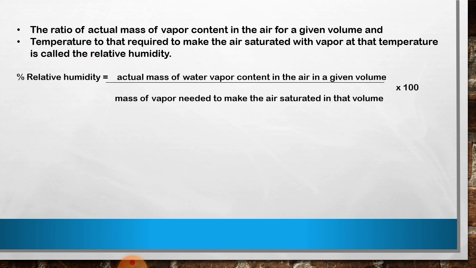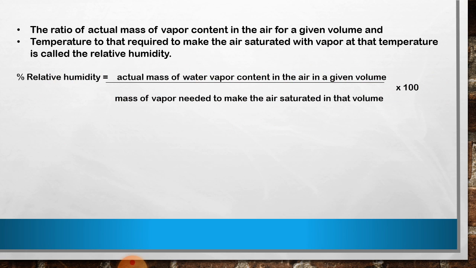As I have told earlier, it depends upon the temperature of air. Okay. The ratio of actual mass of vapor contained in the air for a given volume and temperature to that required to make the air saturated with vapor at that temperature is called the relative humidity. So the percentage relative humidity is equal to what? Actual mass of water vapor contained in the air in a given volume divided by mass of water needed to make the air saturated in that volume, into 100. So this is a formula which is very important regarding your numericals. Okay, so please remember this formula.